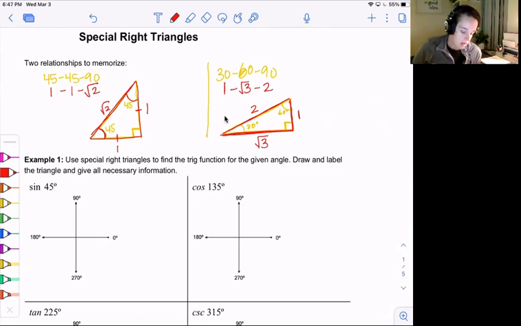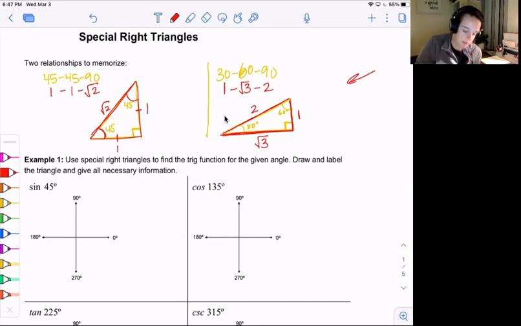So for example, number 1 says, use special right triangles to find the trig function for the given angle. Draw and label the triangle and give all necessary information. So we're going to use these triangles that we were just talking about. These are called our special right triangles. And we're going to use them to figure out what sine 45 is or cosine 135.